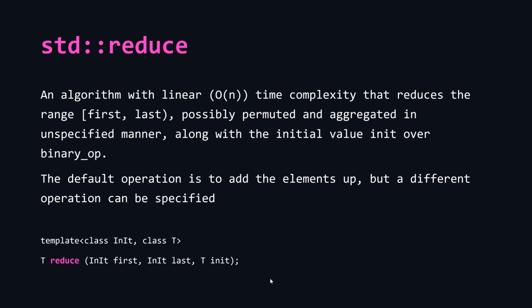And note that in the definition of this algorithm, it says here, possibly permuted and aggregated in an unspecified manner. That's due to the fact that this is a parallel algorithm. And due to that, we have to have a binary operation in the form of a lambda or a function object, or just a higher order function in general, that is commutative and associative. For the commutative property, you can group the elements in any fashion and you still end up with the same result.